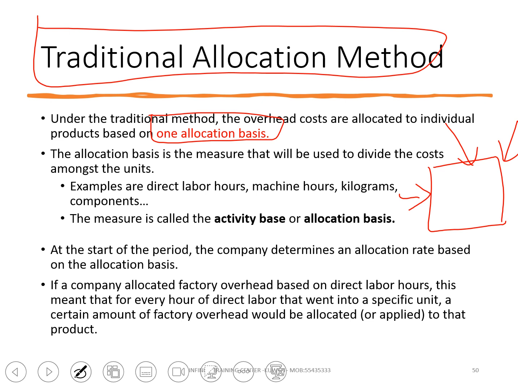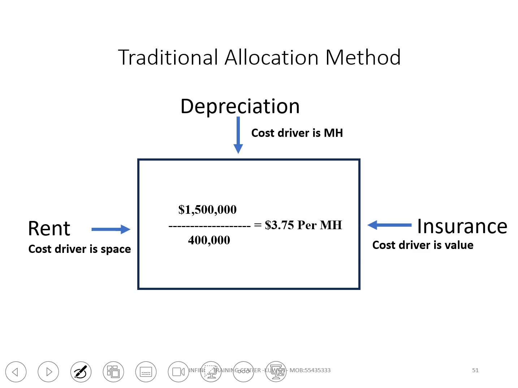It can be direct labor hours, machine hours, space, whatever it is. So for every one machine hour, for example, that went into production, you will add a certain amount of overhead to the product. This is what we do in the traditional allocation method. We will allocate the cost based on just one allocation base. So this is the example you have here.